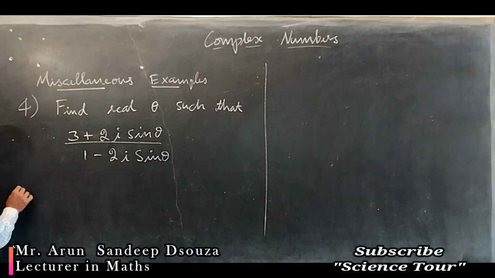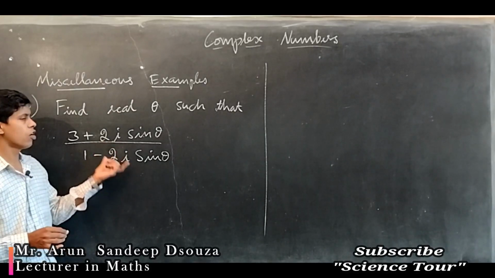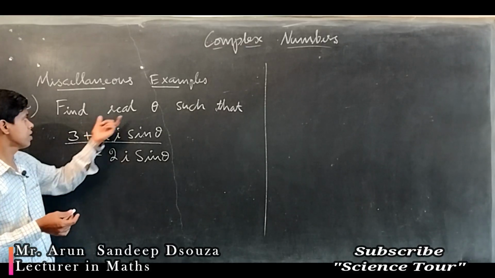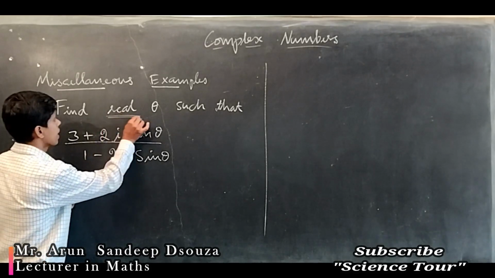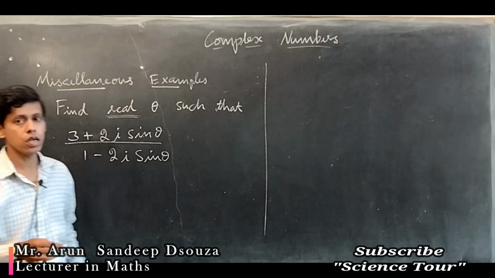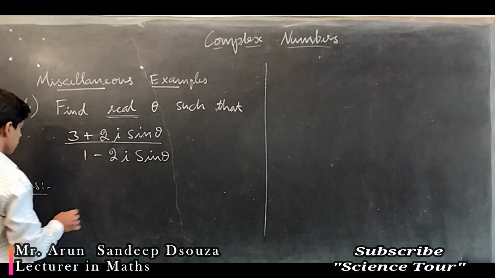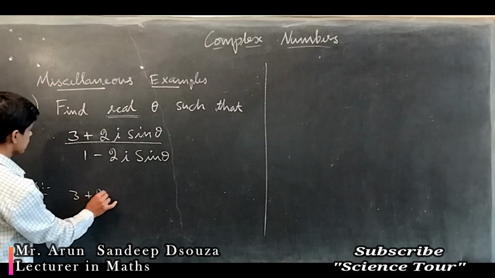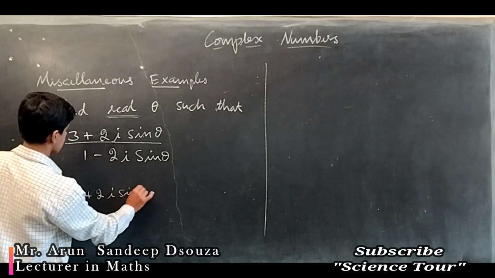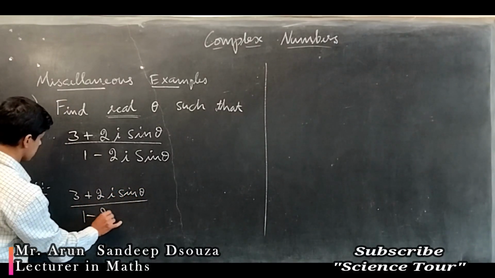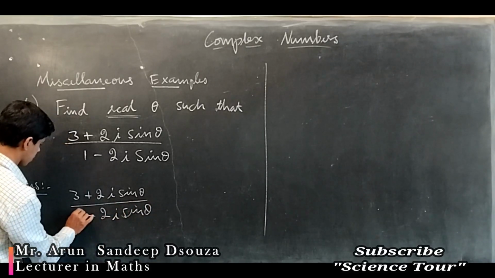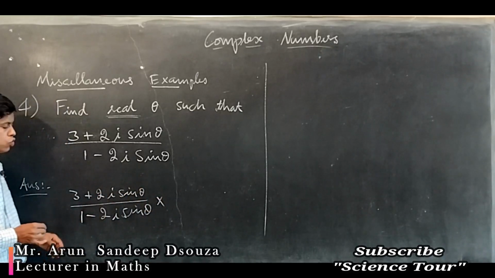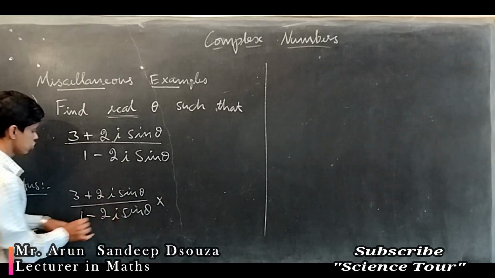Well, now what you need to do is you just have to write this in the form of a plus ib, and then I will tell you the meaning of real. Okay, so the word real plays an important role in this particular question. Okay, so first what we will do, we will do rationalization. Rationalization means you just have to multiply and divide by the conjugate of the denominator.